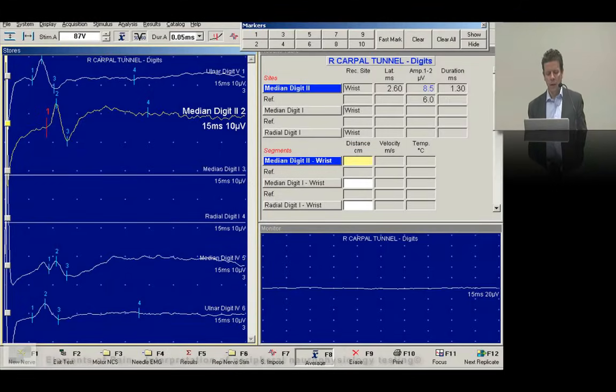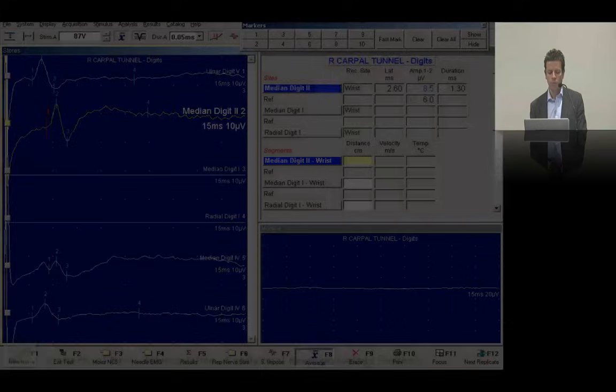So this is the case before, where we had the normal motor study. In this case we show the digit 2 median study here, and the latency is 2.6 and the conduction velocity is fairly good. The amplitude is 8.5, which for an orthodromic study is well and truly normal. Anything above 6, as mentioned there, is normal.